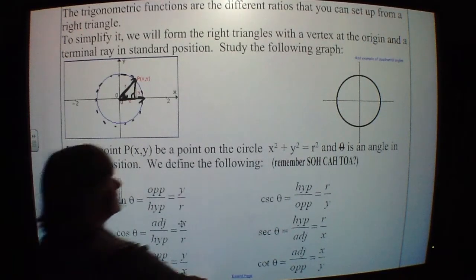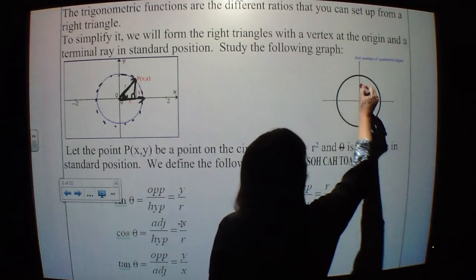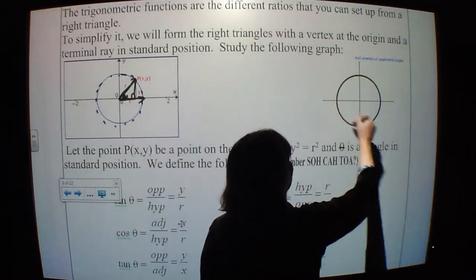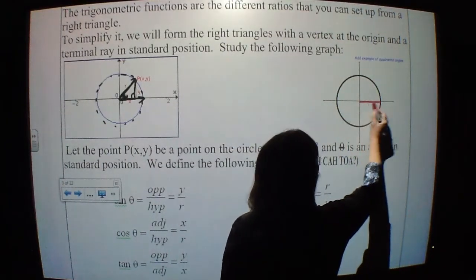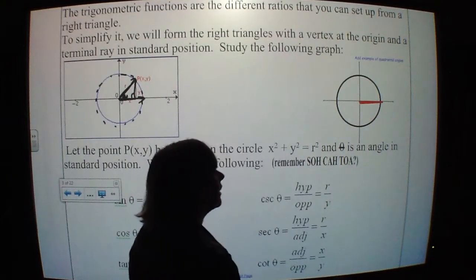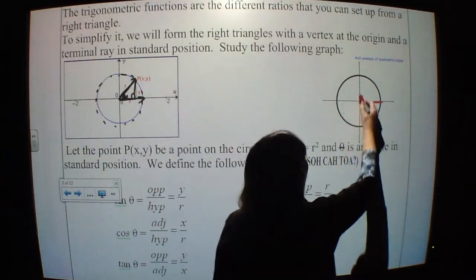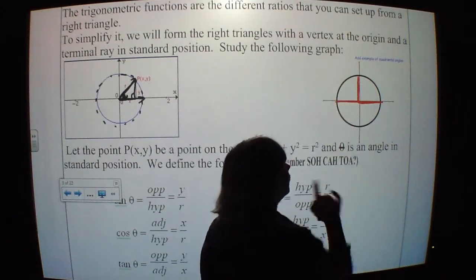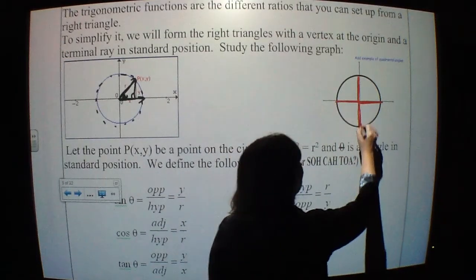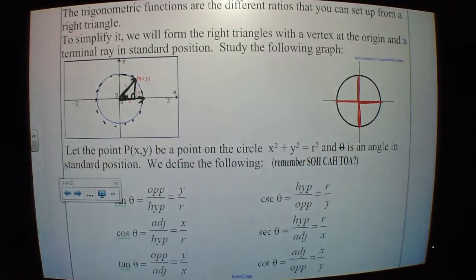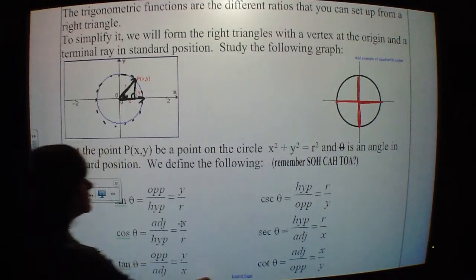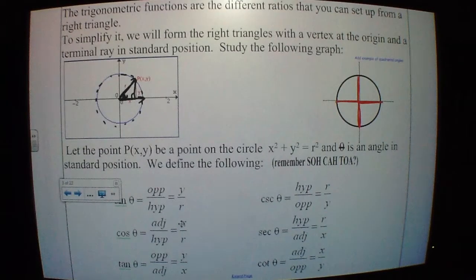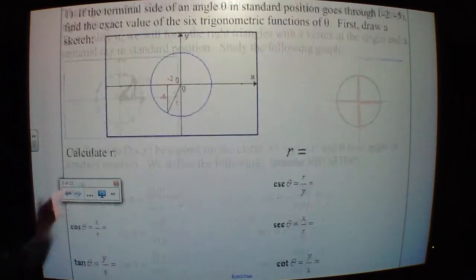If I am not inside the first quadrant, or the second quadrant, or the third, or the fourth, if I'm right there, that is called a quadrantal angle. Or if I'm right there, that's called a quadrantal angle. Any multiple of 90 degrees, or pi over 2 radians, is a quadrantal angle.